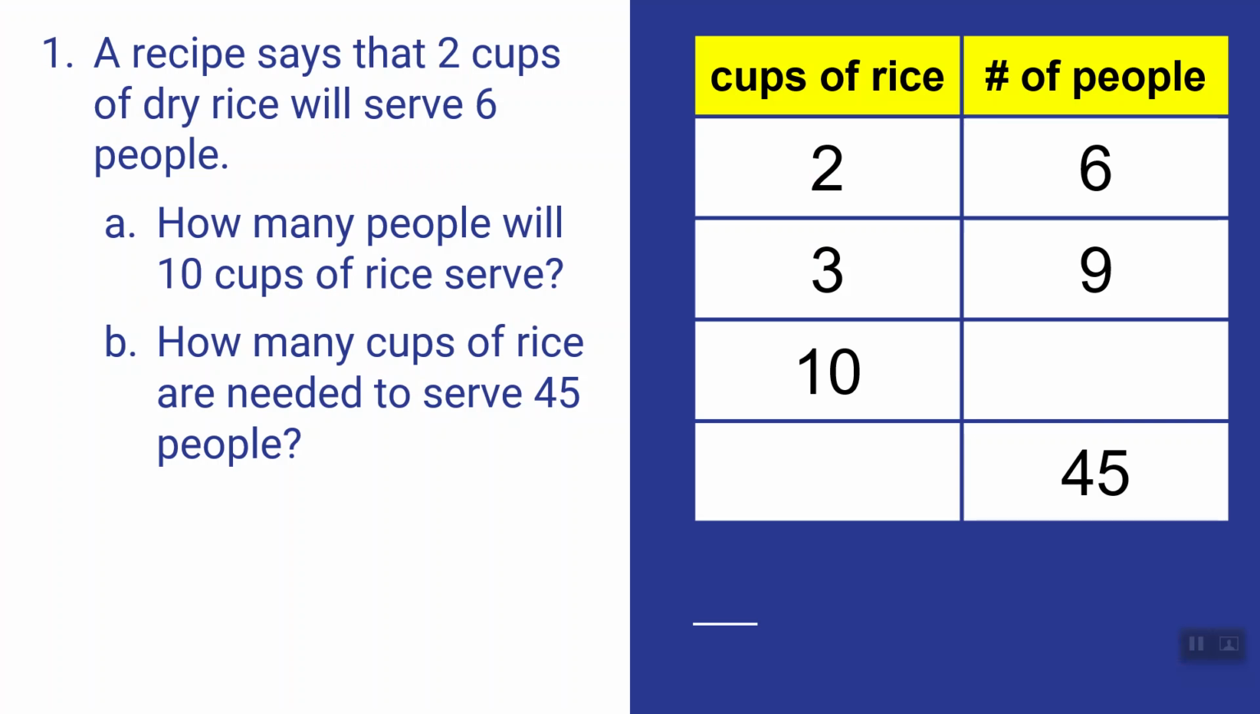First, I would like you to pause the video, copy this table into your notebook, and then you are answering question 1A and question 1B by filling in the missing parts of the table. So again, pause the video here, and once you have the table filled out, then you can resume the video. So the recipe says that 2 cups of dry rice will serve 6 people. That means that 3 cups of dry rice will serve 9 people. 10 cups of dry rice will serve 30 people. And if you need to serve 45 people, you will need 15 cups of dry rice.